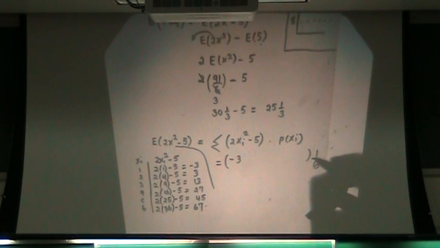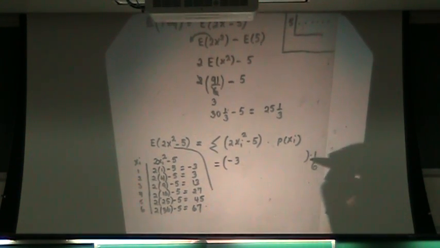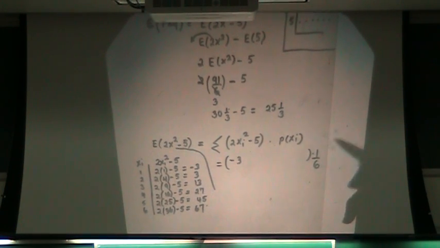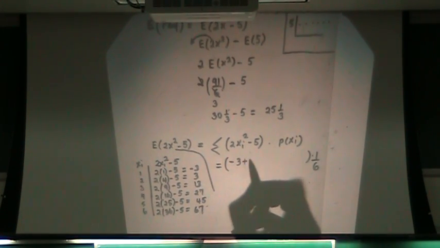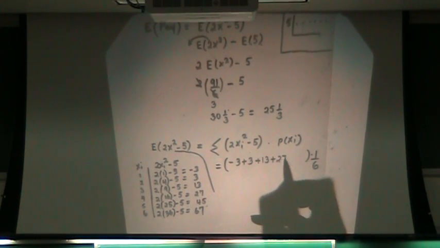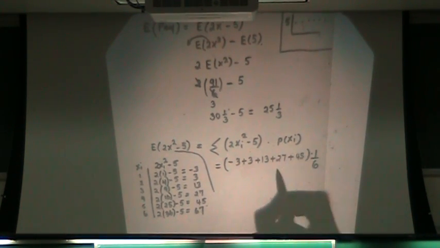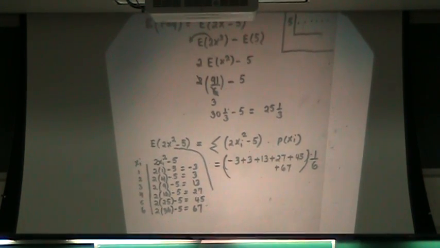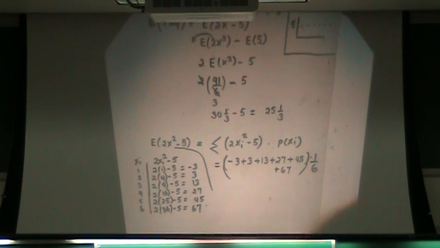They're all times 1/6, luckily for me, right? So I pull out the 1/6, because the probabilities are all 1/6. So I would say minus 3 plus 3 plus 13 plus 27 plus 45 plus 67, all of that times 1/6. You get the picture? Yes or no? That's what you would have had to do had you not already found E of X squared previously.